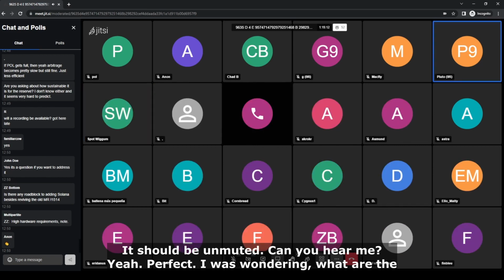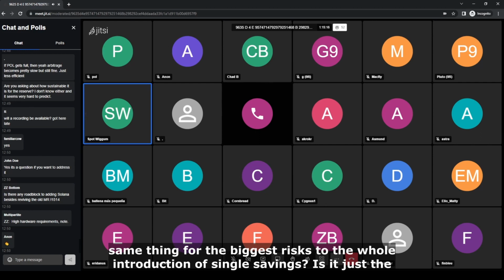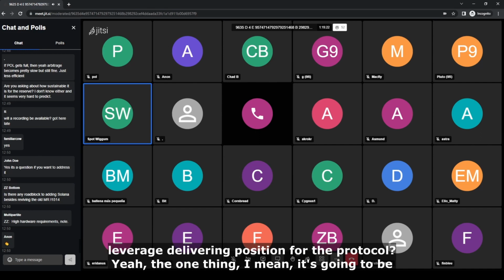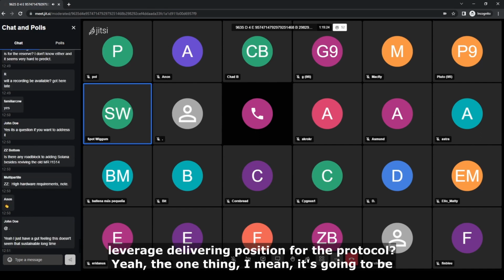Yeah. Perfect. I was wondering, what does the team think are the biggest risks to the whole introduction of single-sided saving? Is it just the leveraged RUNE position for the protocol, or?